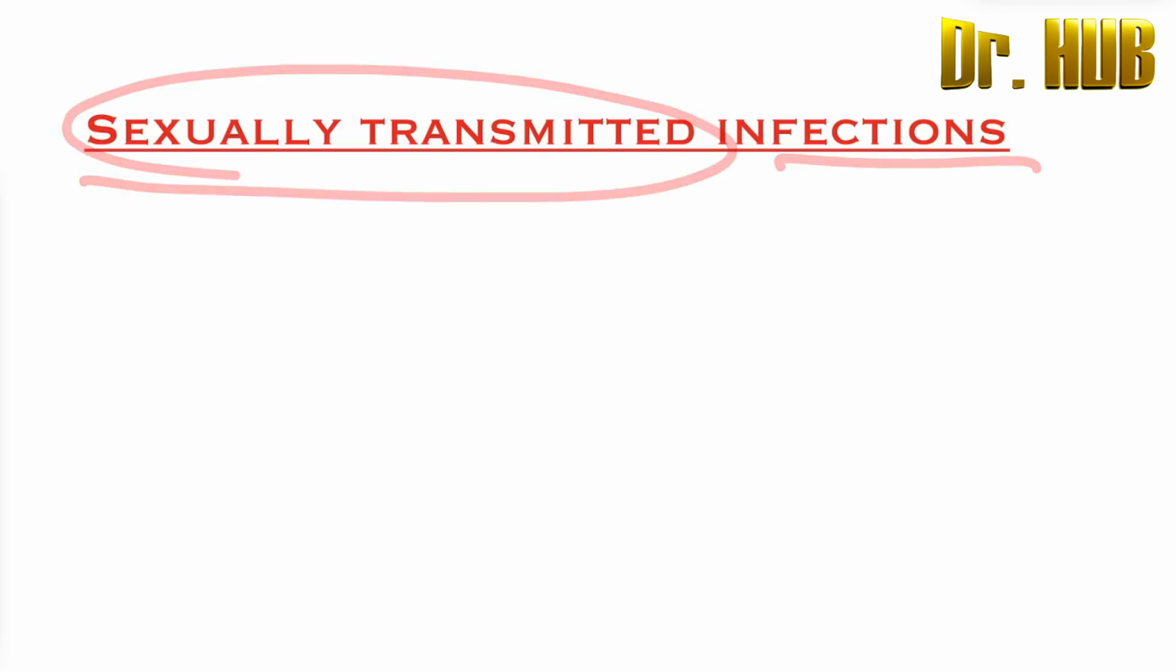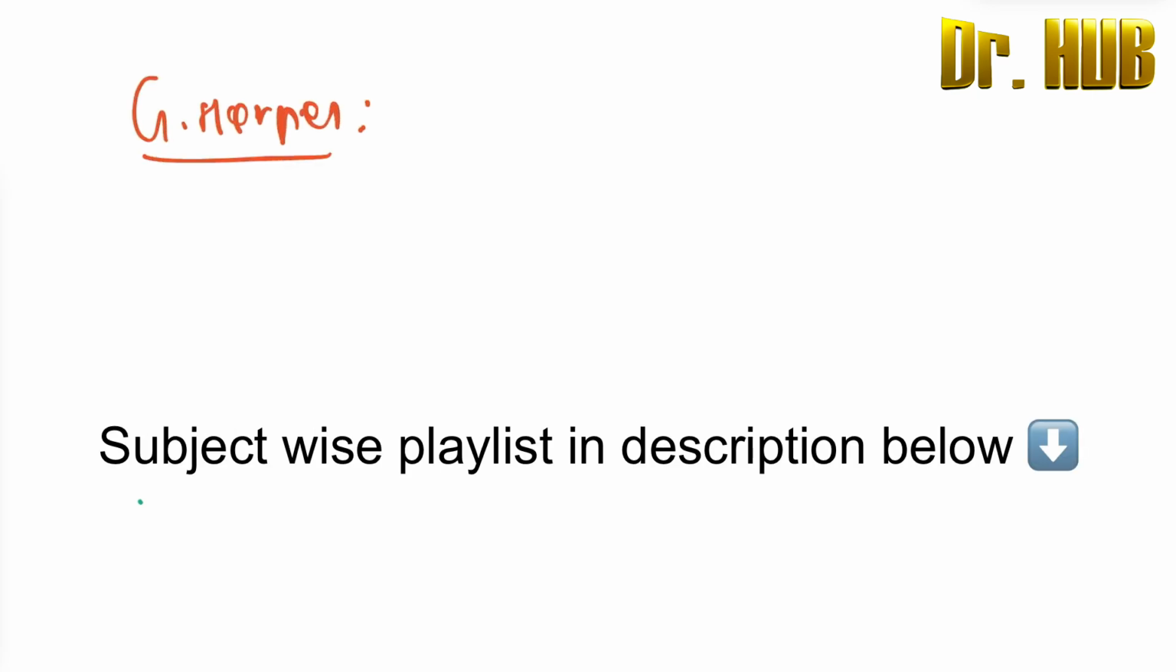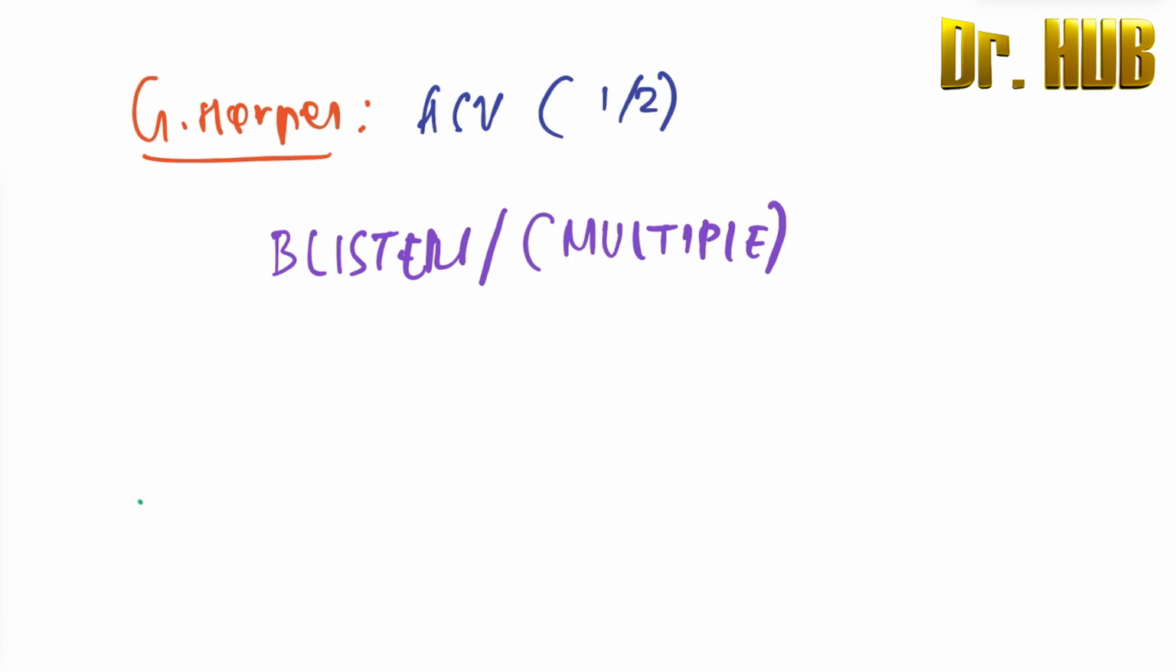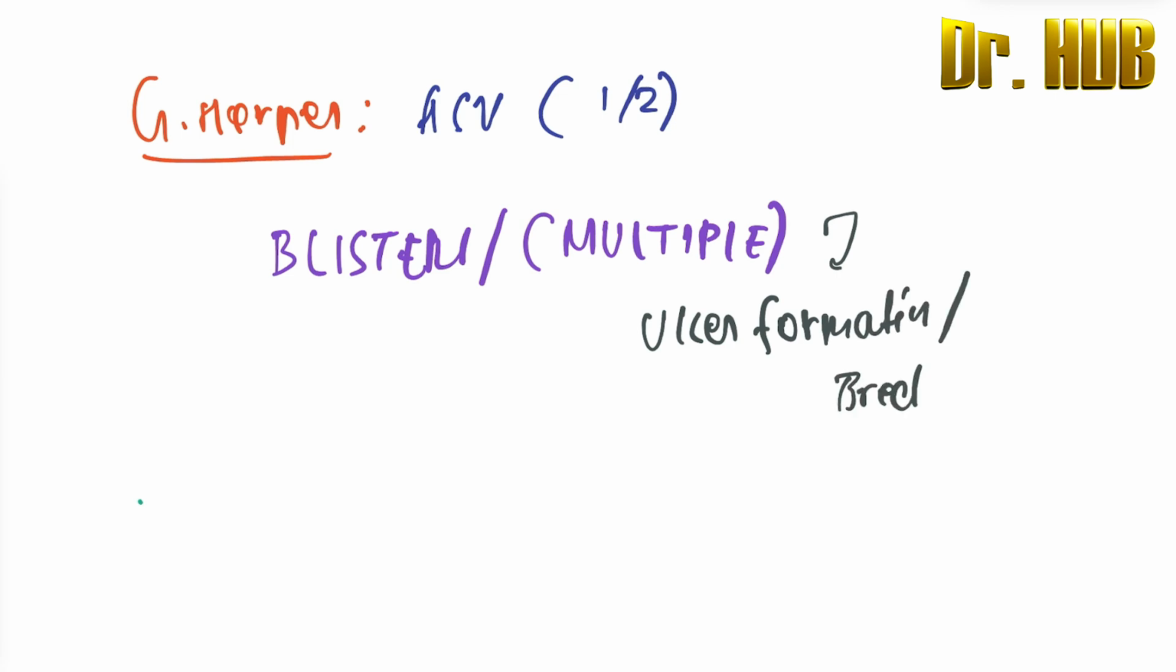Sexually transmitted infections, or we call it the STI. So, we start with genital herpes. Genital herpes is caused by the herpes simplex virus, HSV 1 and 2. It appears as blisters, and it is usually multiple. They lead to ulcer formation on breaking, and it is very painful.